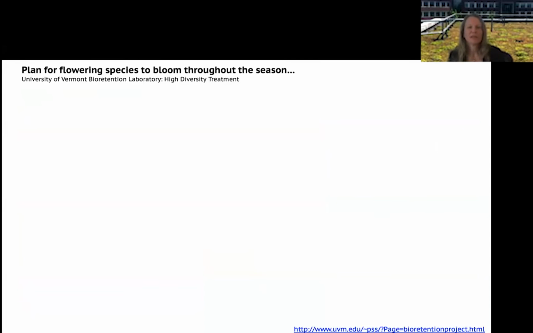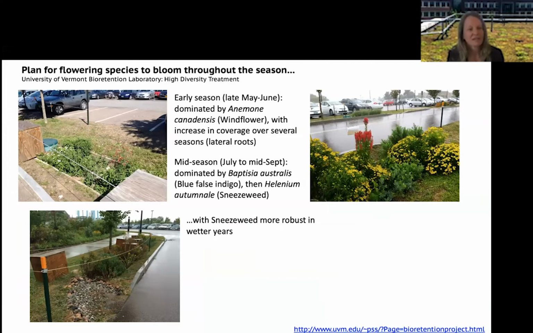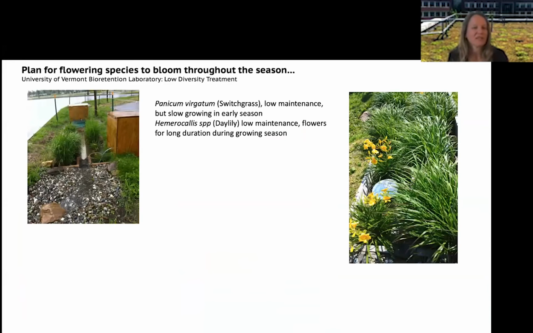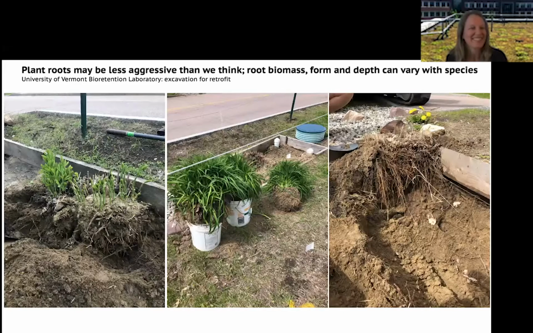Also, I like to plan for flowering species throughout the growing season. So early season, mid-season, late season, having flowers visible in the landscape. I think that really helps with good for pollinator habitat, good for aesthetics, good for clients to always see something that's in action. And even in the low diversity species mix, we had switchgrass and daylilies, and daylilies are a long persisting flowering species. Switchgrass has attractive foliage throughout the growing season, although it's much slower to start. And if people want to talk plants, let's do that in detail later, because I want to make sure I get through all my slides.